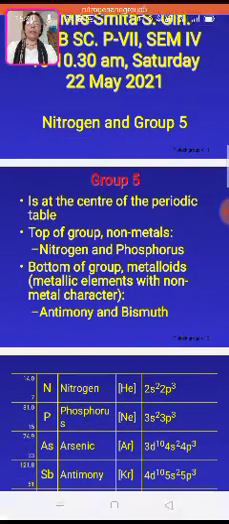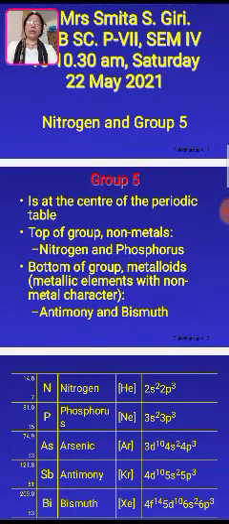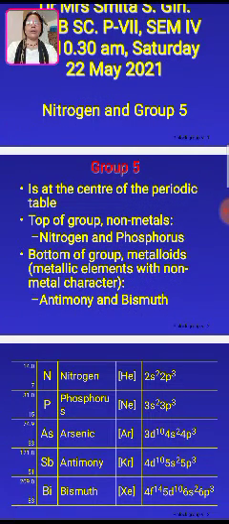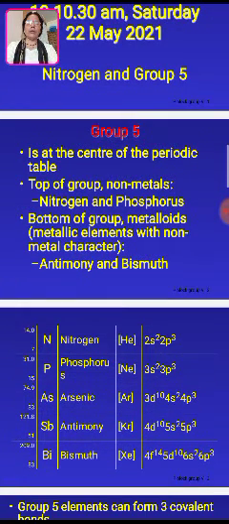Group 5 elements have the ns2 np3 electronic configuration. At the center of the periodic table, all these group 5 elements are there. At the top of the group are the non-metals nitrogen and phosphorus, and at the bottom of the group are the metalloids, metallic elements with non-metal characters, that is antimony and bismuth. Nitrogen's atomic number is 7 and the outermost electronic configuration is 2s2 2p3.